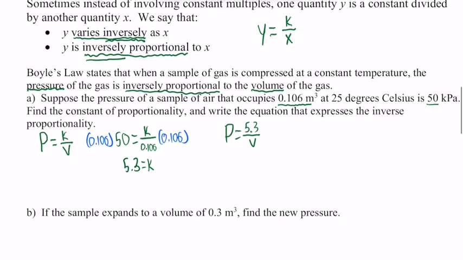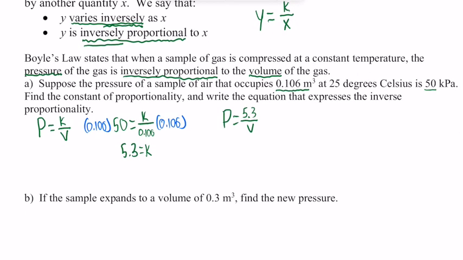So now to answer part B, it says if the sample expands to a volume of 0.3 meters cubed, find the new pressure. We can put 0.3 into our equation for V. 5.3 divided by 0.3, if we round it off to, say, 2 decimal places, we get about 17.67. Okay. And the units for pressure that we're given are the kPa.